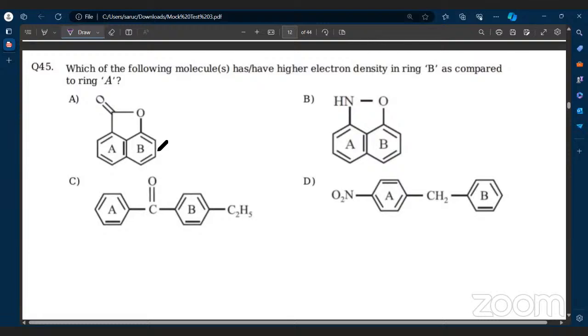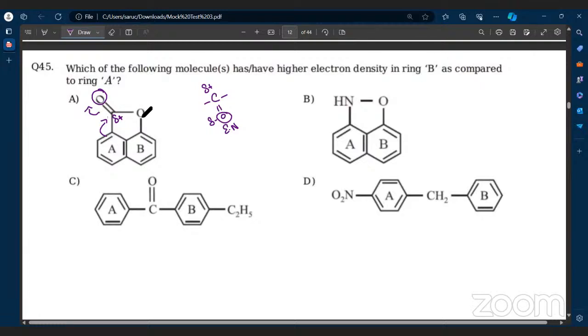So when I have B and here A, this A is attached to C double bond O. Since this oxygen is highly electronegative, it will withdraw the electrons towards itself. Whenever there is a carbonyl compound, due to the high electronegativity of oxygen, you will have a partial positive charge on carbon. It will withdraw the electrons, and you can also see there is a sort of conjugation, so it will withdraw the electrons. So electron density is decreased.